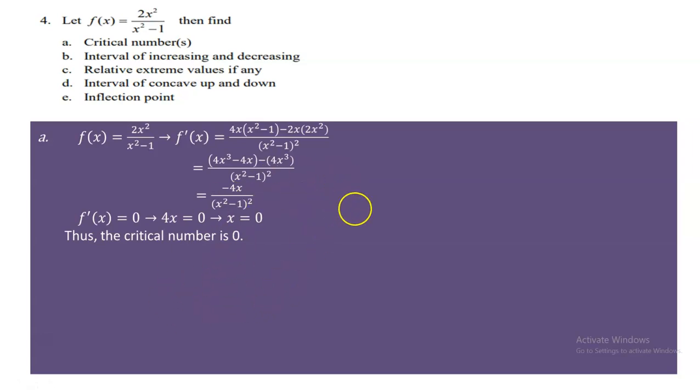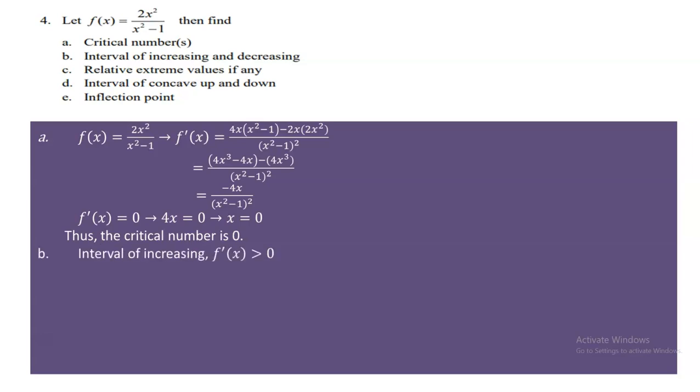So look here, even though 1 and minus 1 make the derivative undefined, they cannot be considered as critical numbers because 1 and minus 1 are not part of the domain. At the beginning they are excluded. So the only critical number we have here is 0.